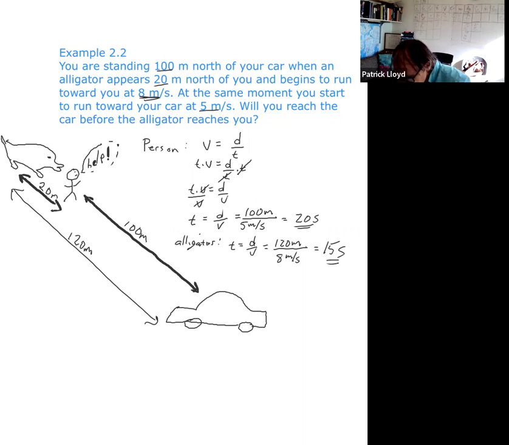So guess what? He's going to catch you, right? You are not going to make it to the car because it takes you 20 seconds to get to the car. It only takes 15 seconds for the platypus to get to the car. So he's going to catch you before you get there. So the moral of the story is you don't want to move to Florida because they have alligators there and they are fast. They will catch you, okay? Unless you're a fast runner yourself.